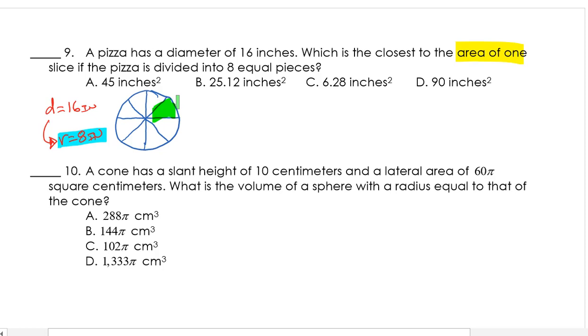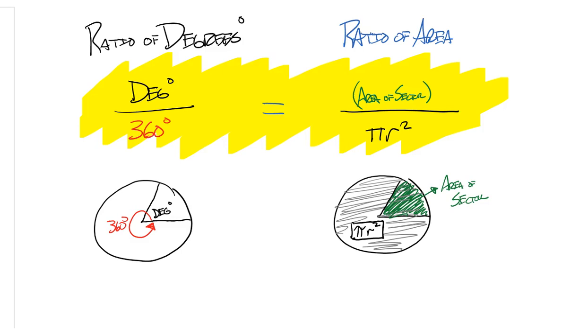We have a proportion that we use to set up to help us solve these. And that proportion is a ratio of degrees where we take the degrees of our sector over the full 360 degrees we know are in a circle, set equal to the area of our sector, the area of the piece of the circle, over the full area of the circle, which is pi r squared. So this is the ratio we are going to set up.